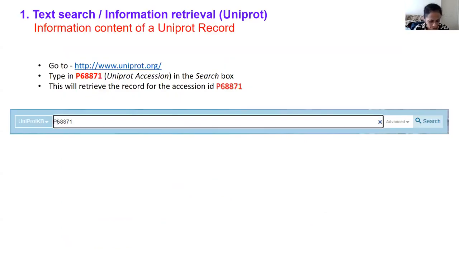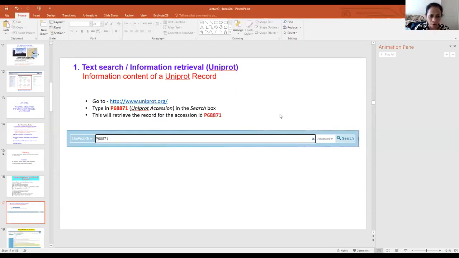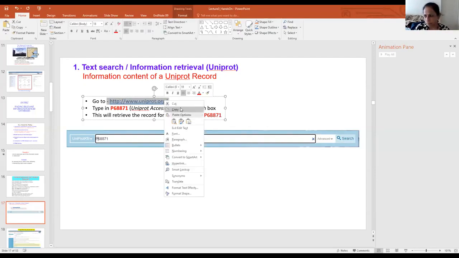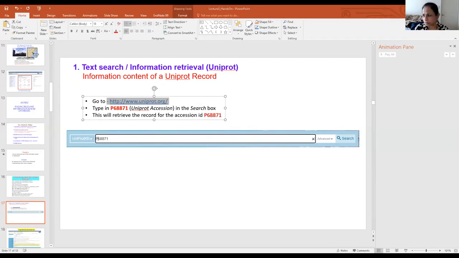So now is the time for us to actually get to hands-on. So if you all can open your browsers and go to uniprot.org. I think I'm going to paste that in your chat box. Okay, so I'll just give you a second for you to actually get to UniProt. Okay, is everyone here? Hopefully you're all here.